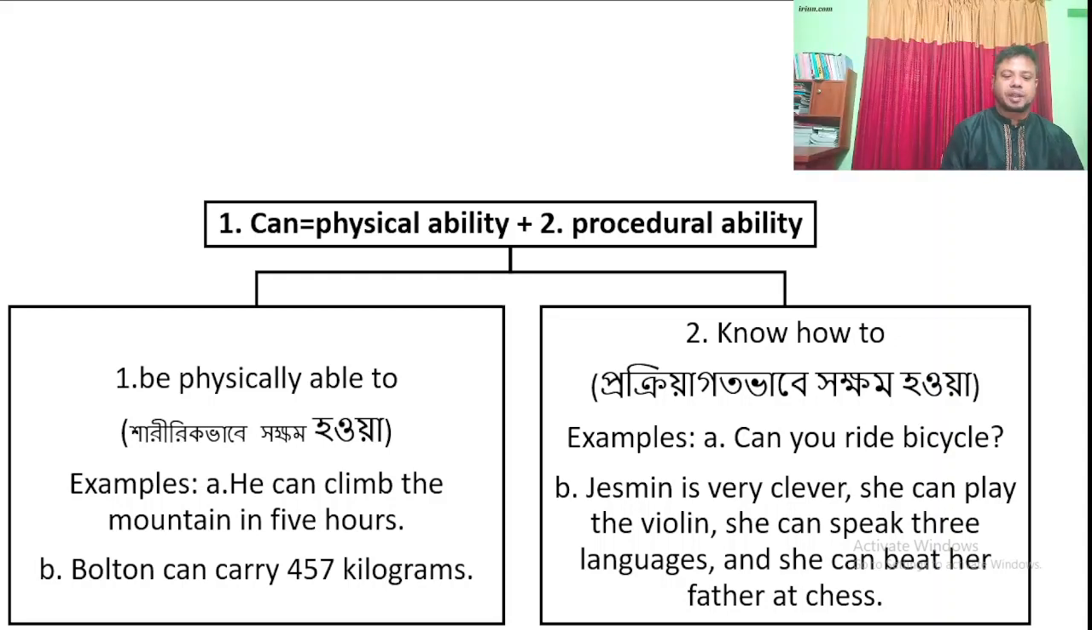Another clause, and she can beat her father at chess. Take a look once again. When it comes to playing chess or playing any game, we need to have some knowledge as to how to play this particular game. We need to have some information. We need to know the process of playing this particular game. What I mean to say is that here too can refers to processes, systems, rules and regulations.